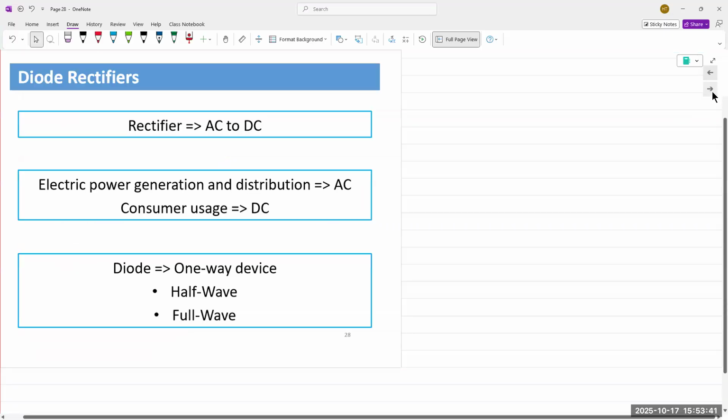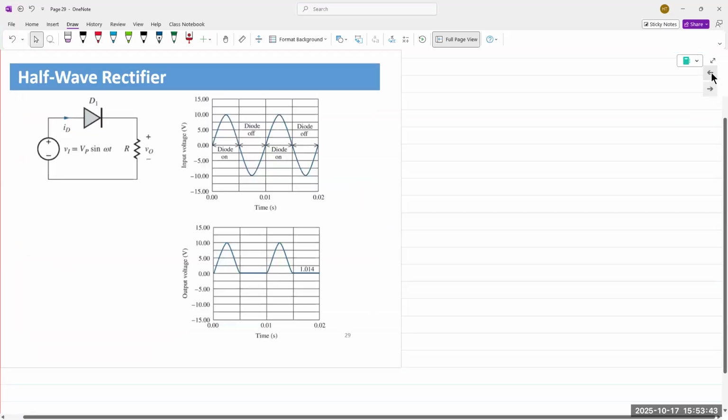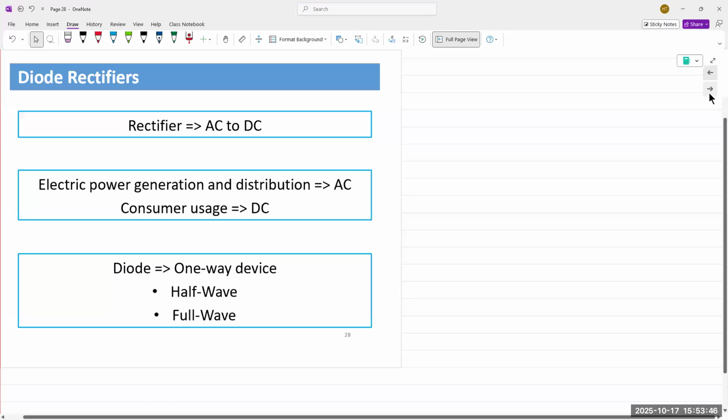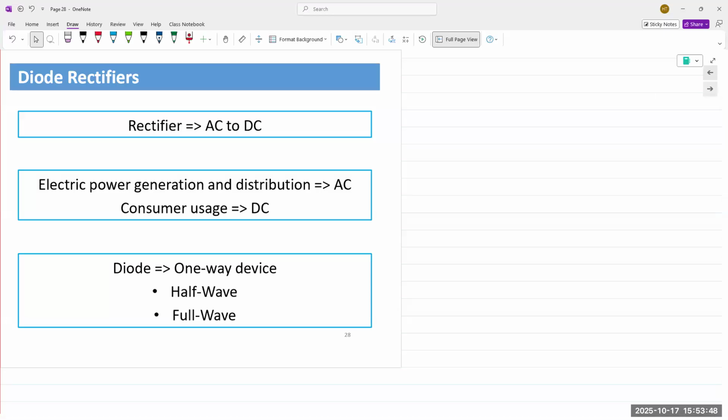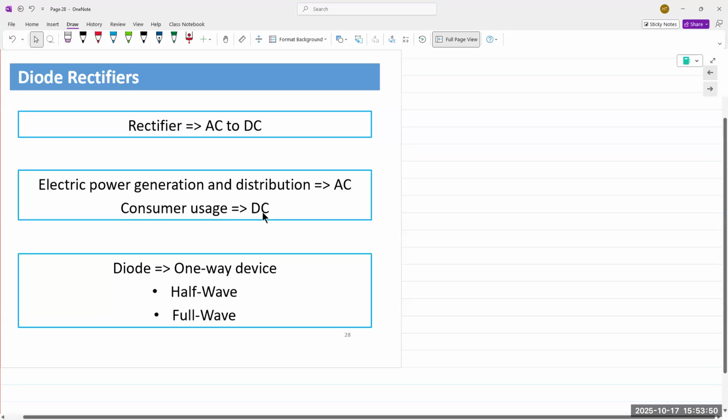Want to get into rectifier circuits. And then the lab for this week is Zener diodes. So let me just do a quick overview of rectifier circuits, and then we'll end class for today.